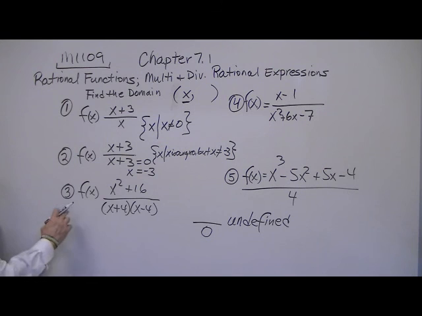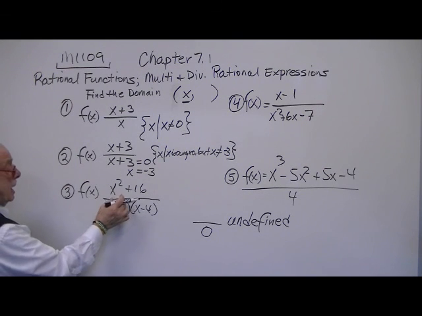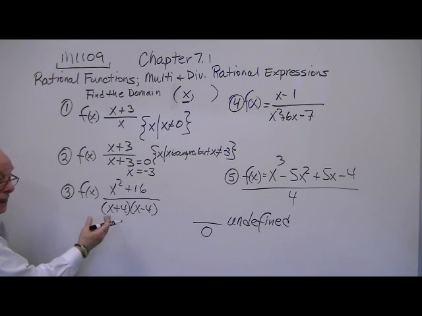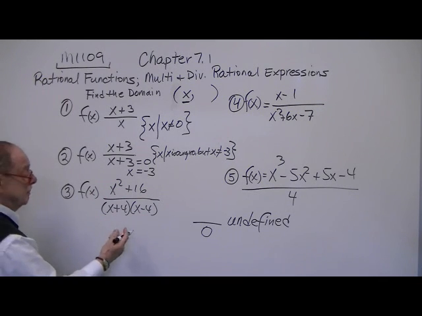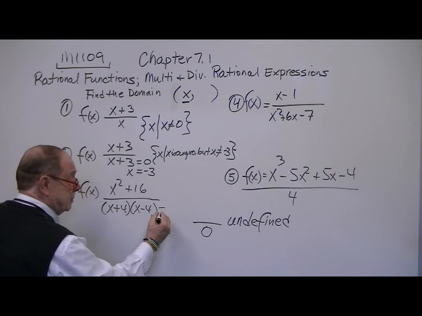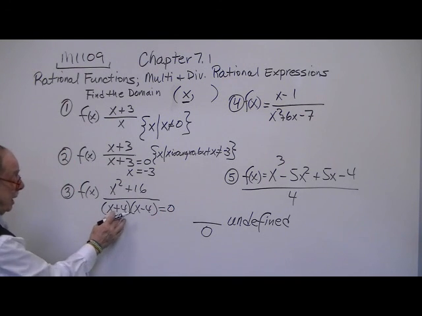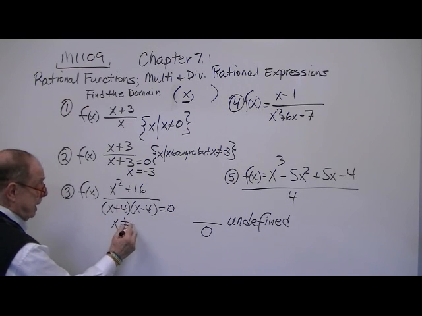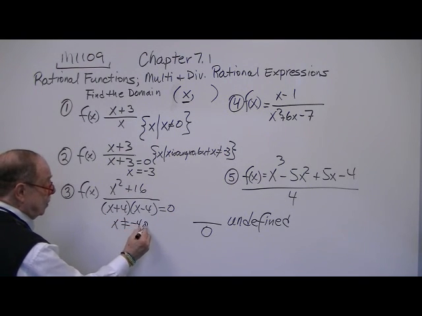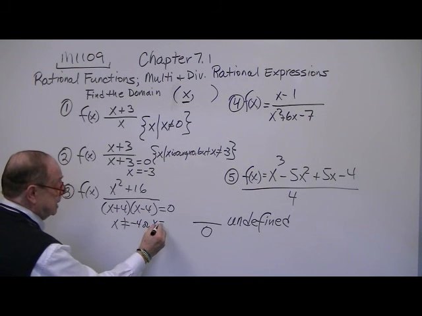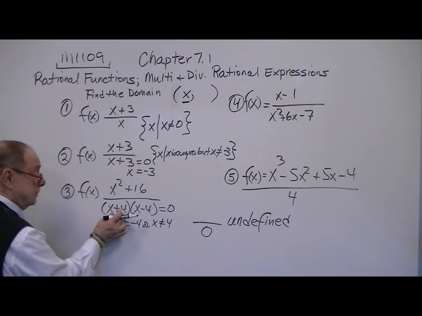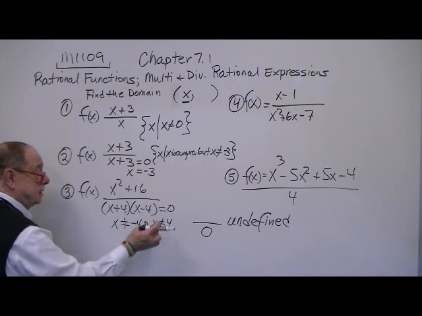Now in example 3, again, we're not interested in the numerator, just the denominator, and it happens to be in factored form. We're going to equal it to 0. And we know then that x cannot be a negative 4, or x cannot be a 4. Because if it were negative 4 here, it would make the denominator a 0.